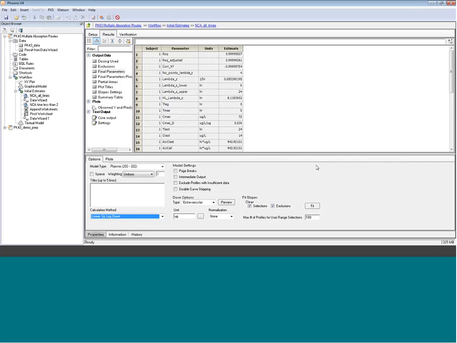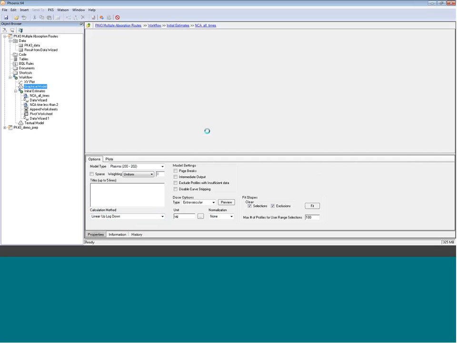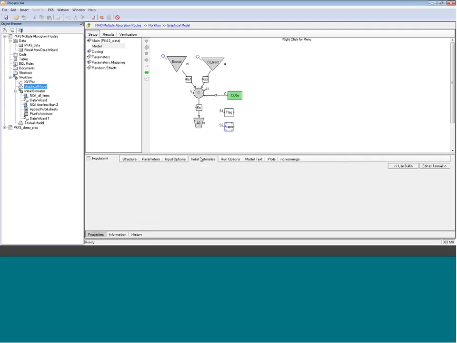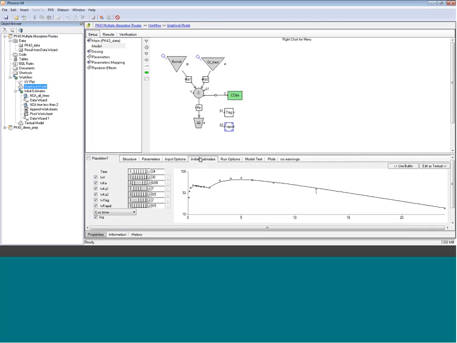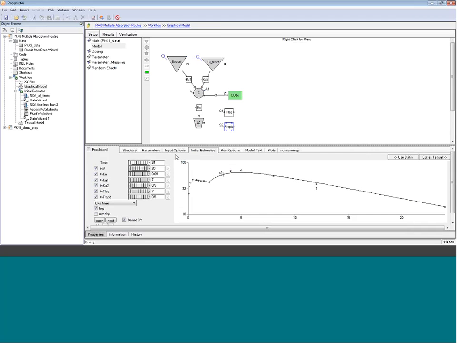There's a question here. Can unique initial estimates be input for multiple individuals using the graphics model? Yeah, so when you go to the initial estimates tab, it's asking for one set of estimates. You can certainly sort by multiple subjects, and we've actually seen this in some of our other presentations where we had multiple profiles and you get an overlay. In this particular example, we only have the one profile.